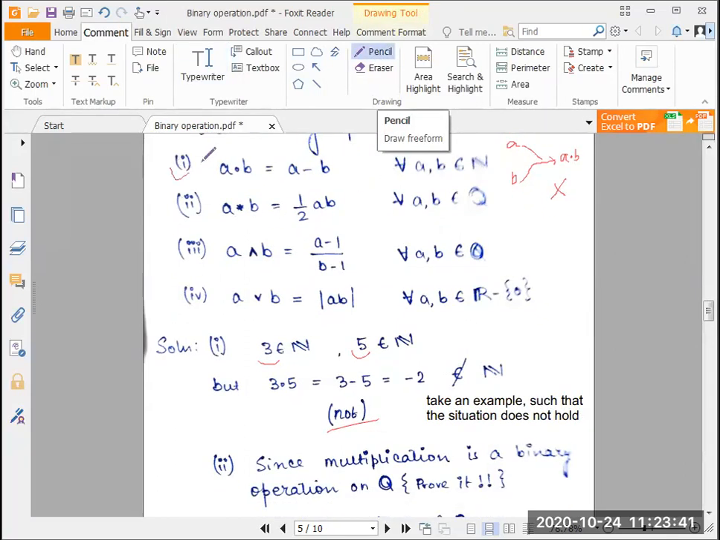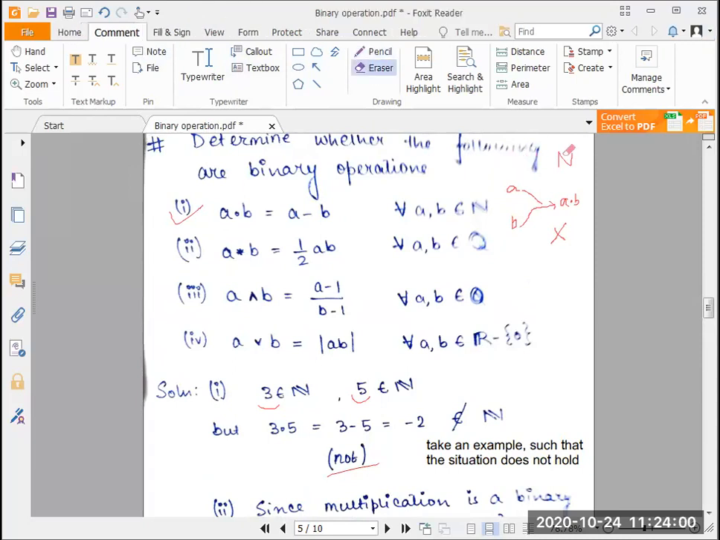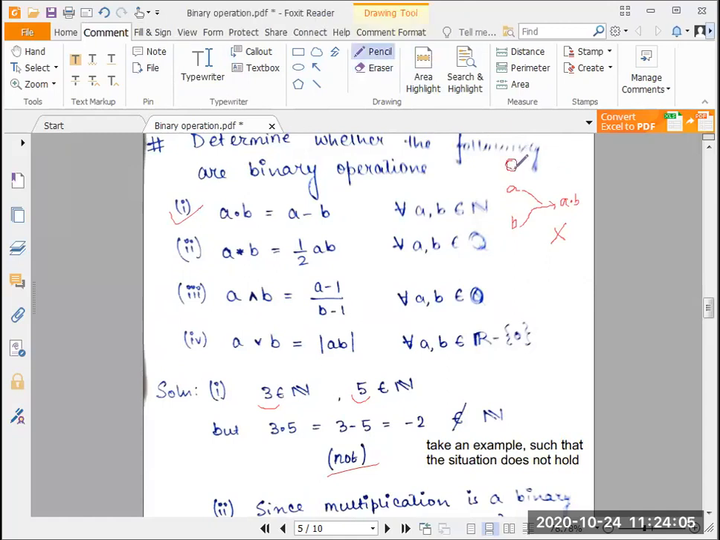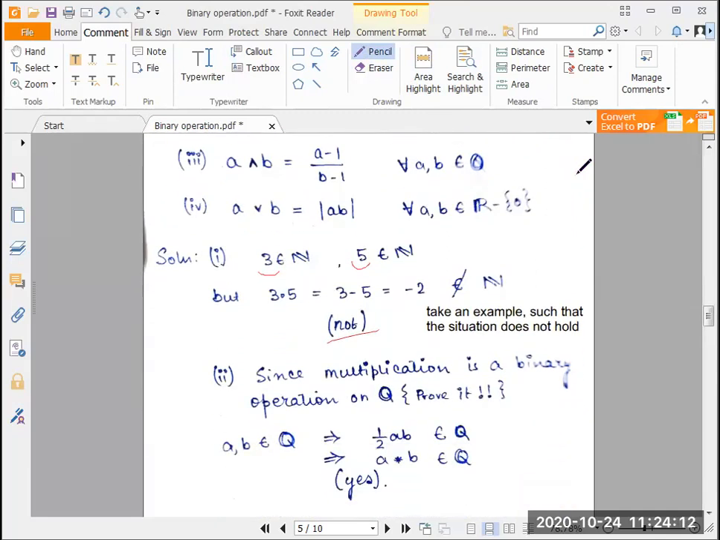The next sum that we have is A star B is half AB. So we have two elements, A and B, which this time are defined on the set of rational numbers. Q is the set of rational numbers. So instead of N, let me just remove that. Yeah, eraser. Instead of natural numbers, this time we'll be considering the set of rational numbers. Q defines the set of rational numbers, and we'll be talking about all those numbers which can be represented in p by q form. That's how we define rational numbers.